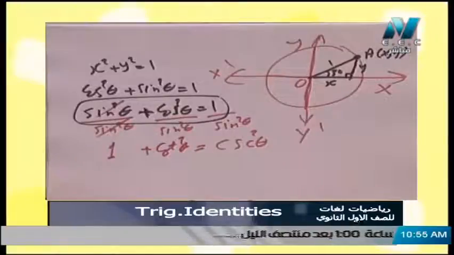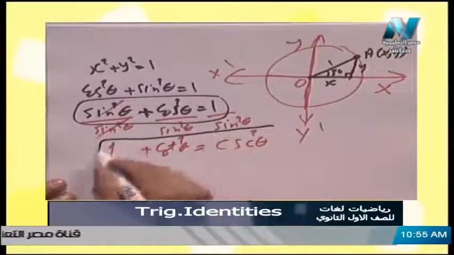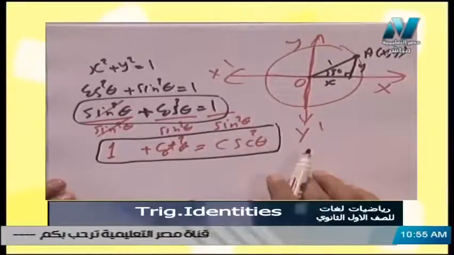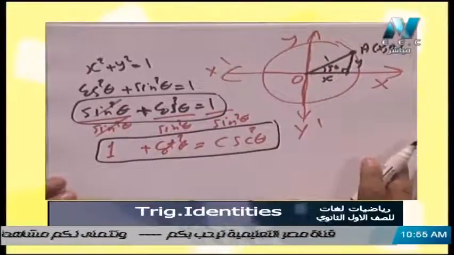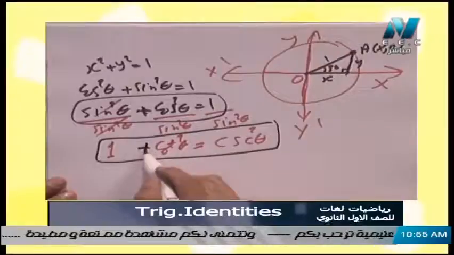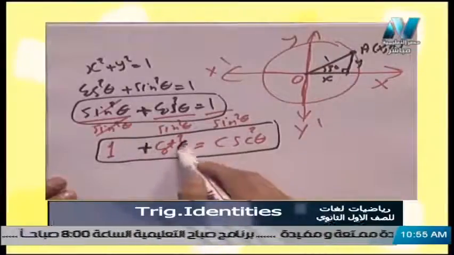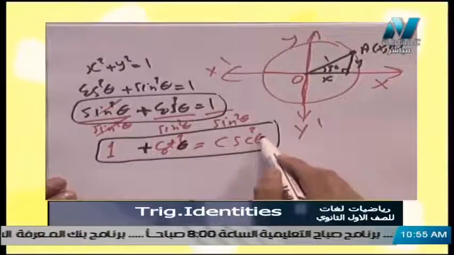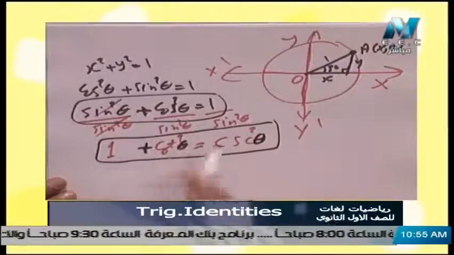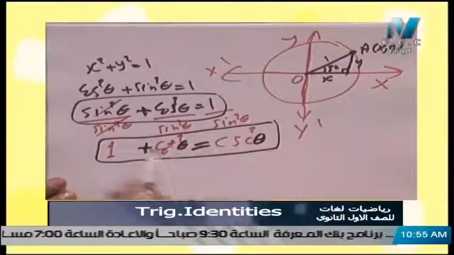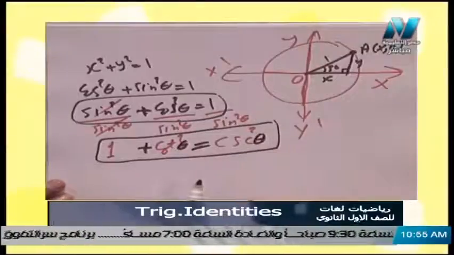So it's now a very important identity. It's a rule for us to solve some identities. It's 1 plus cotan power 2 theta equals cosec power 2 theta. Remember carefully and pay attention to this rule.